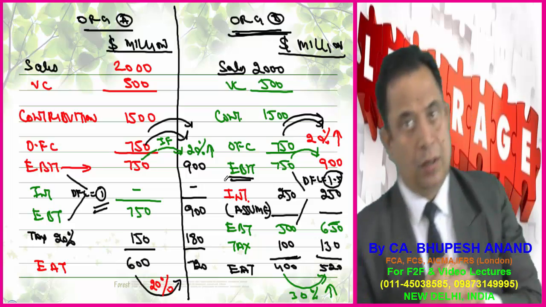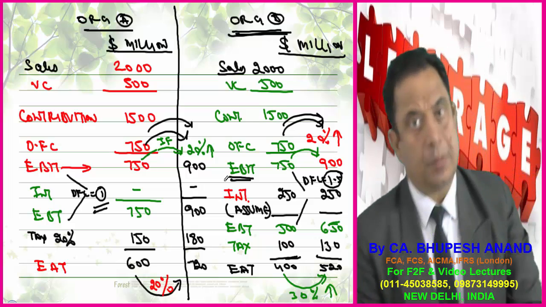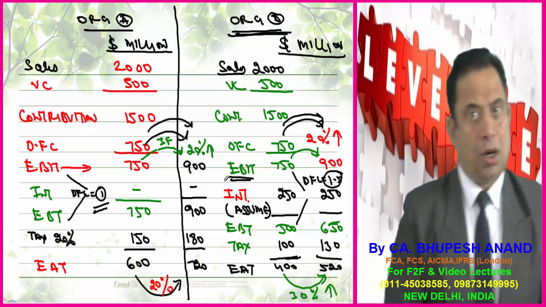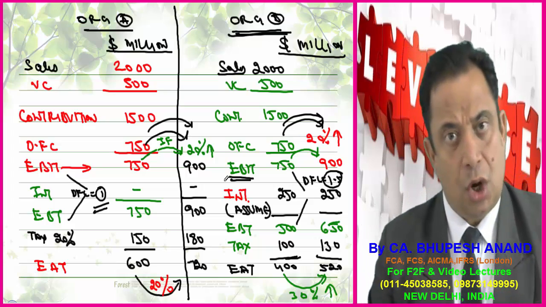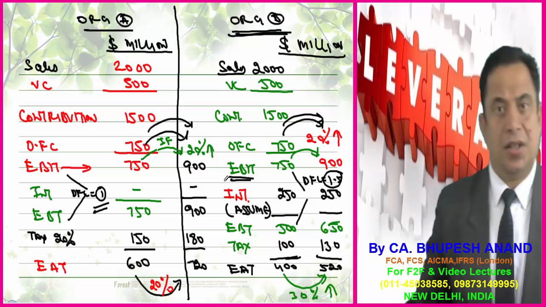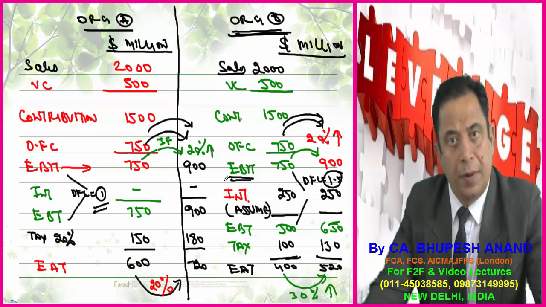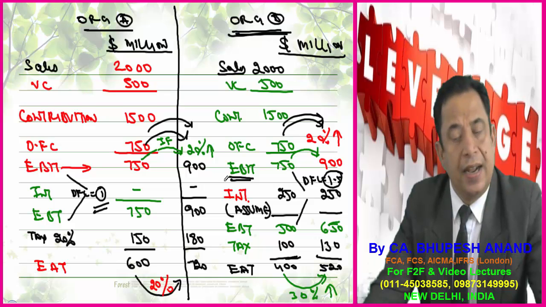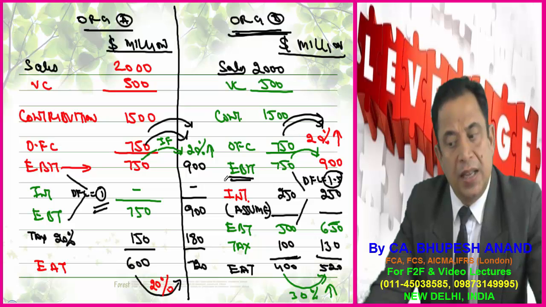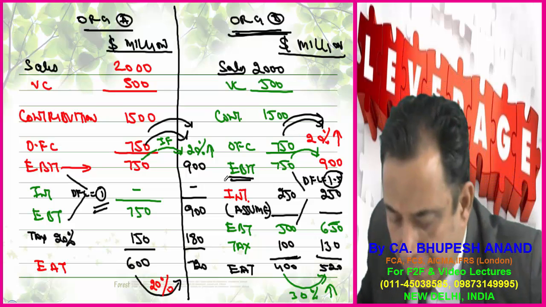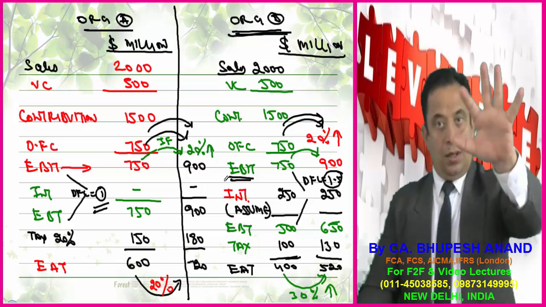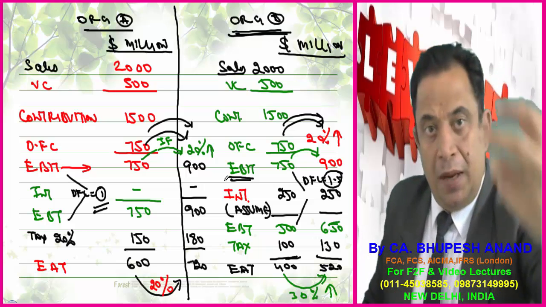Just listen to me. I have given you two income statements in my case study. One is organization A and the second is organization B. In organization A, I have given you sales, variable cost, contribution, operating fixed cost, EBIT, interest, EBT, tax, EAT. Now EAT in organization A is $600 million and EAT in organization B is $400 million. So you must be wondering that in organization B, EAT is less.